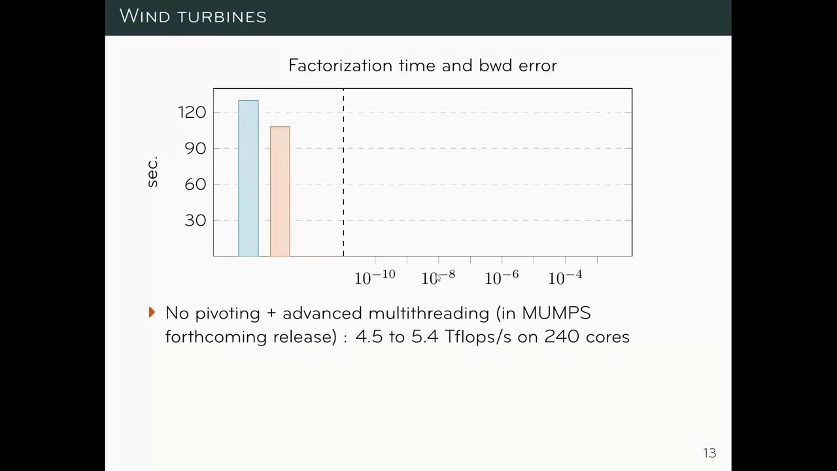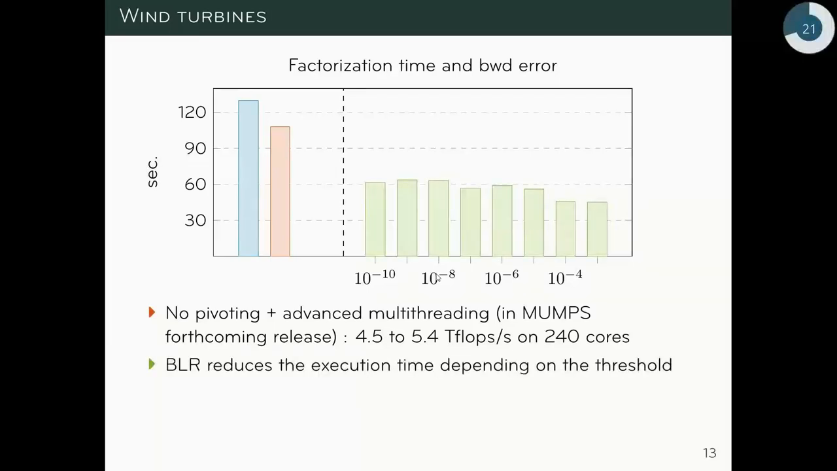So for example, by turning off pivoting, which is apparently not needed here, and by using some more advanced multi-threaded parallelization, which will be available in the next month's releases, we can improve the speed of the factorization from 4.5 to 5.4 teraflops per second, which is quite considerable performance on 240 cores. And now let's see what happens when we turn on block low-rank. Now, the execution time is roughly divided by two.